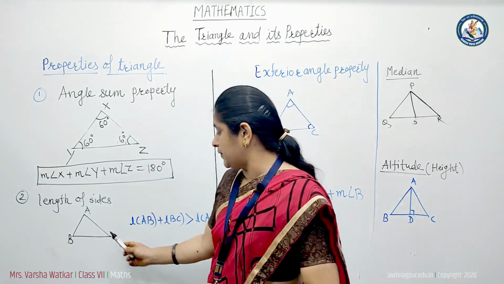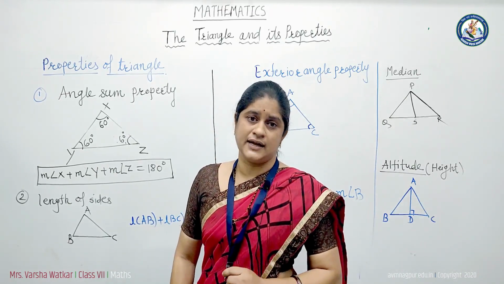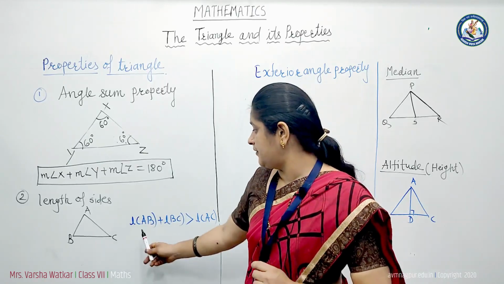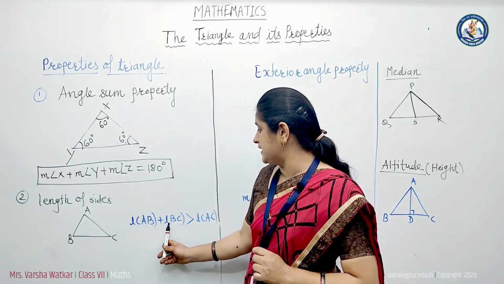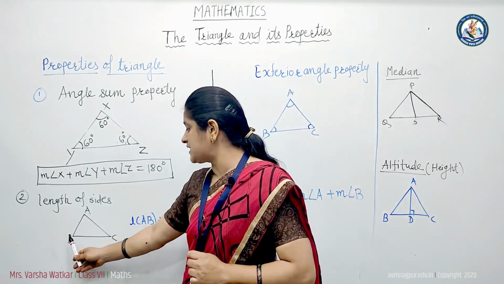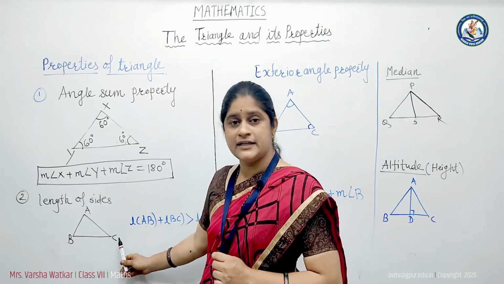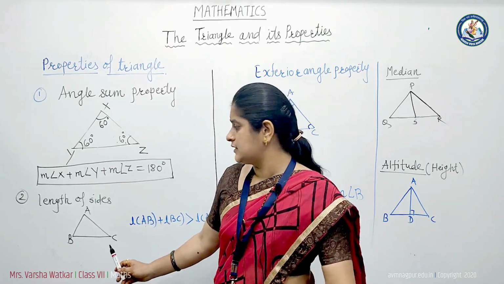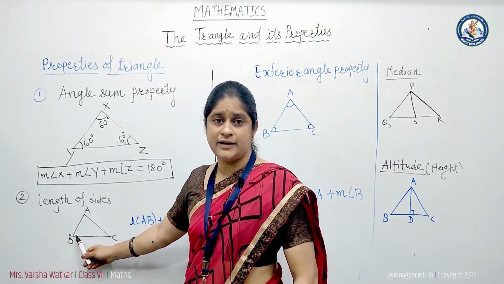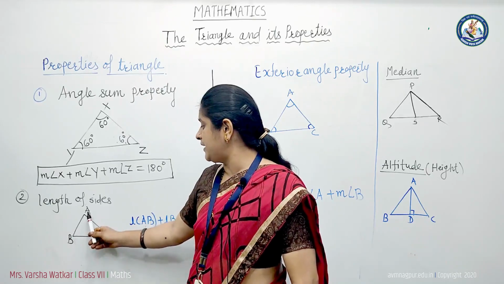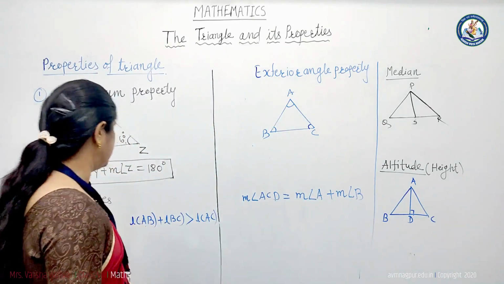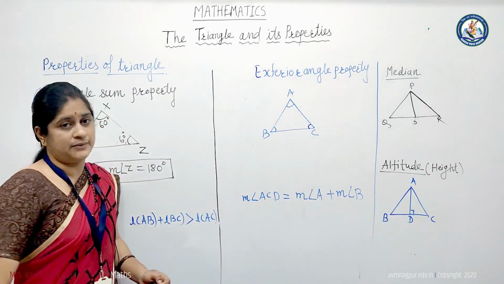According to the property, the sum of any two sides of a triangle is always greater than the third side. For example, length AB plus length BC is greater than length AC. If you take any two sides, suppose length AC plus length BC is greater than length AB. Now length AB plus length AC should always be greater than length BC. This is the length of side property.